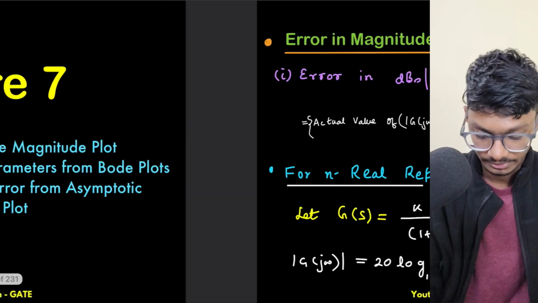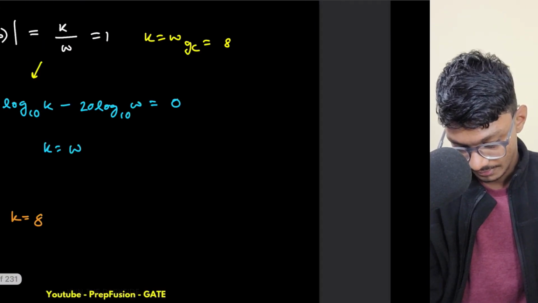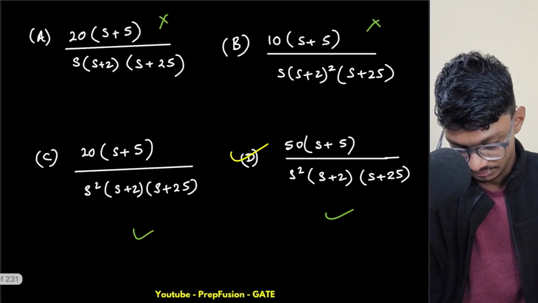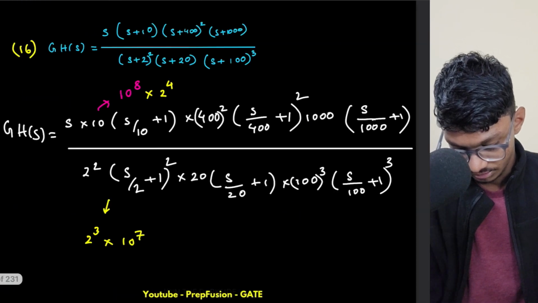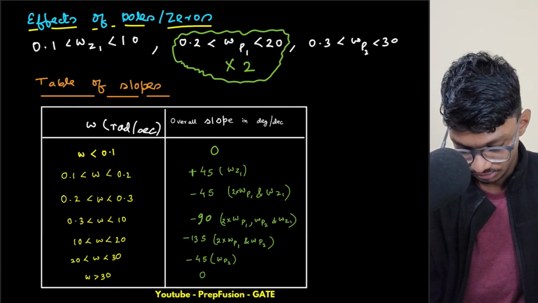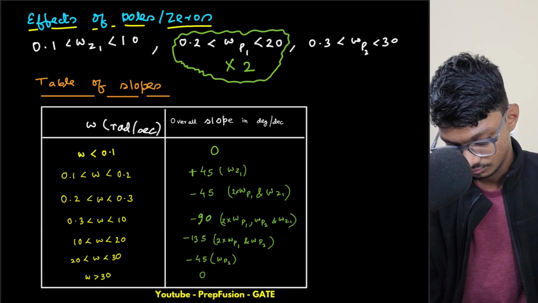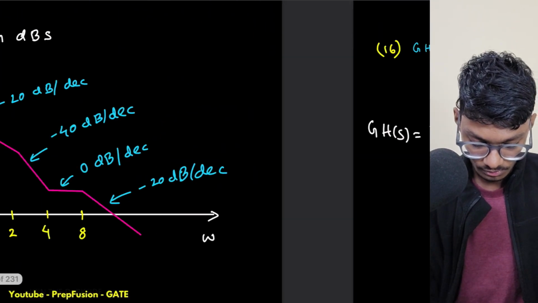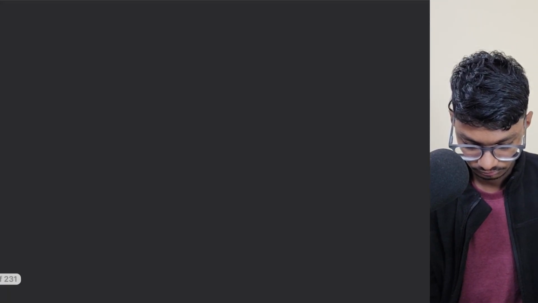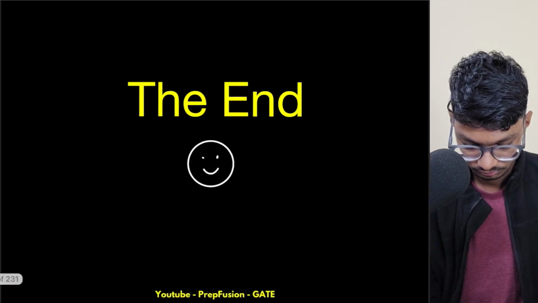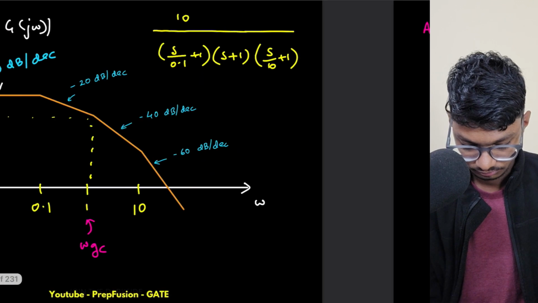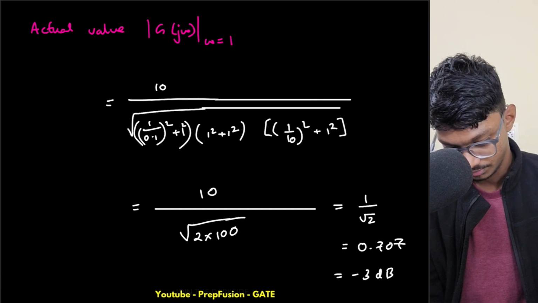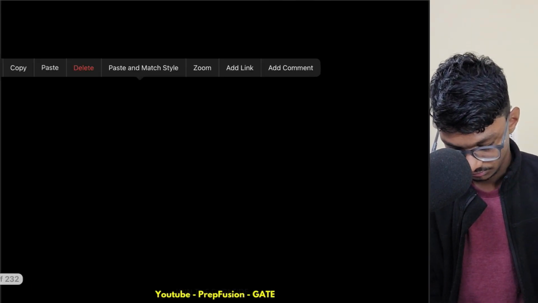So for the phase plot, I will again copy the table, the phase table. Where is the table? Here is the table, right? So I will just paste the table here.